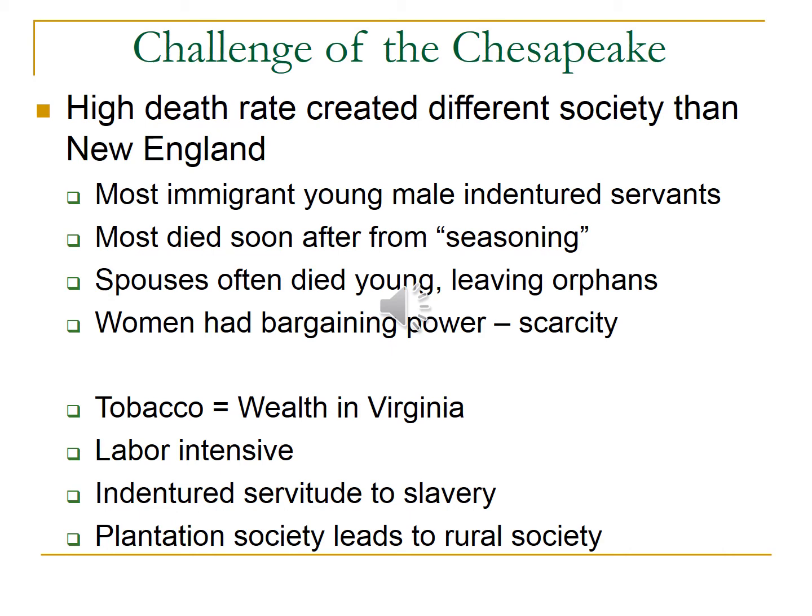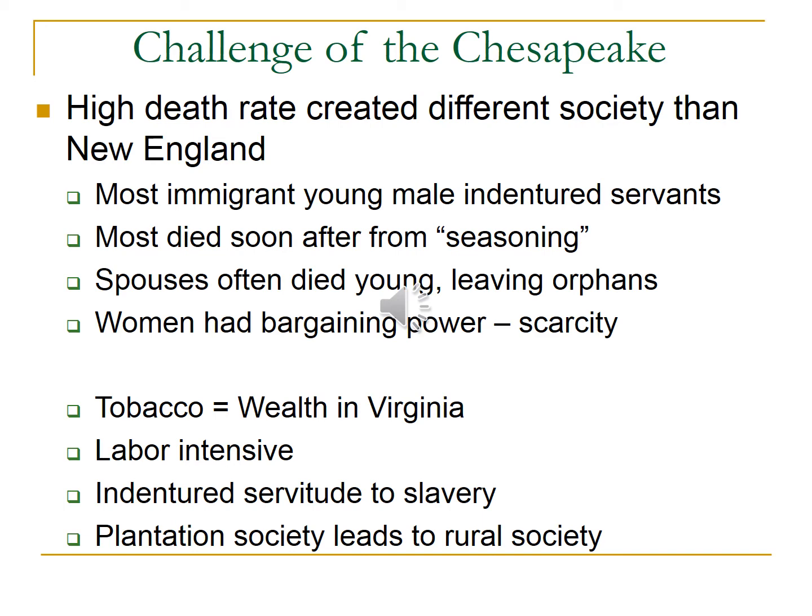Also, the ratio of men and women was much different than in New England. There were many, many more men than women, for a couple of reasons. As I said, most of the men came over not as nuclear families, but as workers, as indentured servants, and then of course many of them died and left widows, and that gave women bargaining power. If there's a few women and a lot of men, the women could be very choosy as to who their husband would be because there was a scarcity of women. So they had bargaining power over the men, over who they would choose to be their spouse.